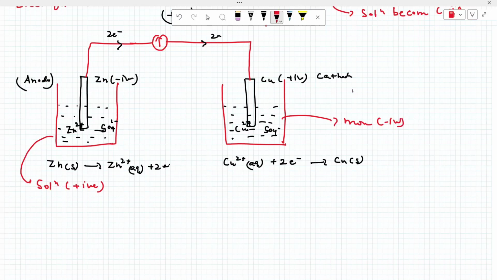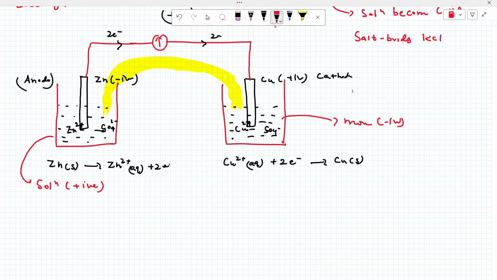Now I am going to maintain the electrical neutrality of the cell using a salt bridge. Now what is a salt bridge? This salt bridge is a jelly-like paste. Very important. Generally, a salt bridge is used. Generally, they use a salt bridge.